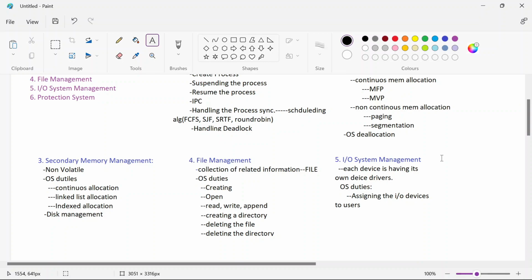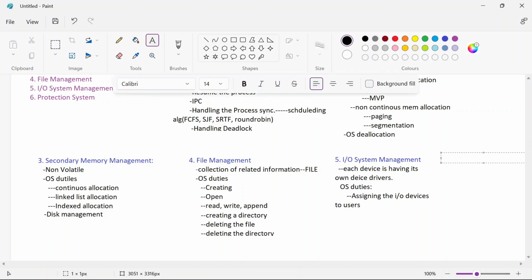The sixth type of activity is the protection system, which is very much required. So all of you keep your heading: protection. Now what is this protection system? Because a system has multiple users, and it also allows multiple processes to use the resources, isn't it? We have multiple resources, we have multiple users, we have multiple processes.